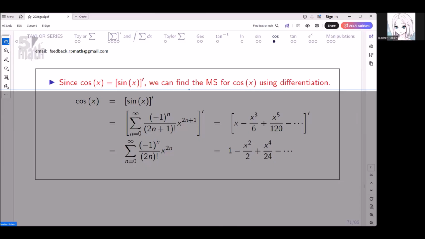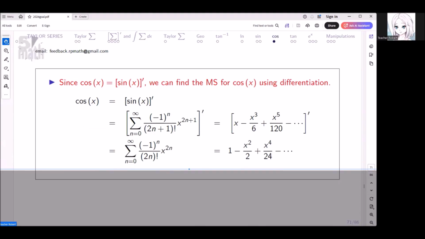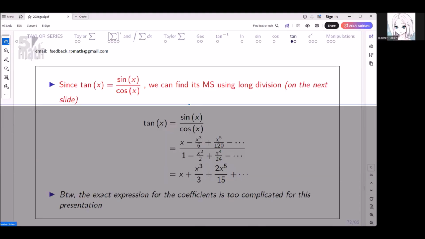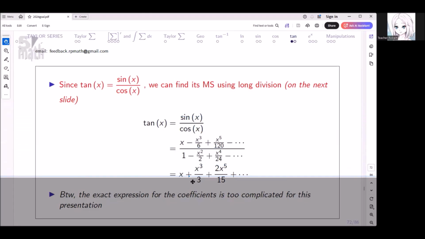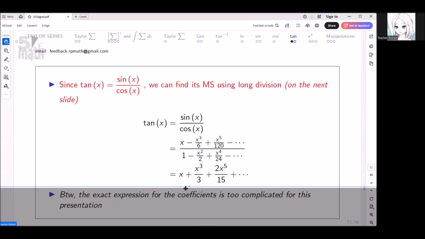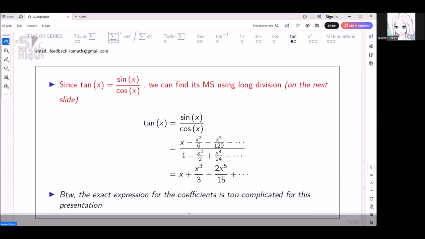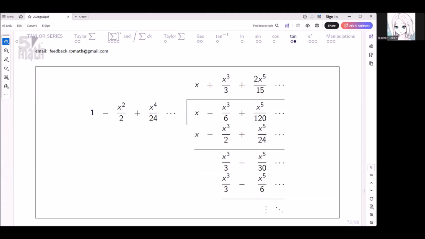Since cosine equals the derivative of sine, we can find the Maclaurin series for cosine using differentiation. And we have the following. Since tangent x equals sine x over cosine x, we can find its Maclaurin series using long division on the next slide. We have the following. By the way, the exact expression for the coefficients is too complicated for this presentation. And here is the long division.